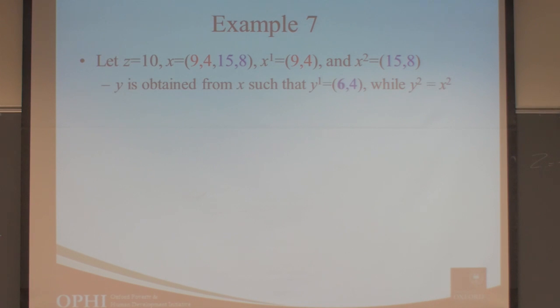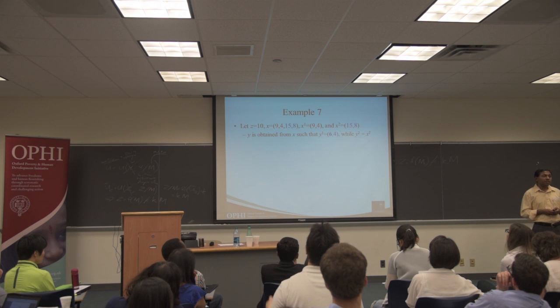You divide them. Now suppose y is obtained from x such that y1 is equal to 6, 4. You can see the difference between these two, right? This poor person's income has gone down. And suppose in y2, in this subgroup, there has been no change. What would you expect the overall poverty to happen, the overall poverty comparison between x and y?